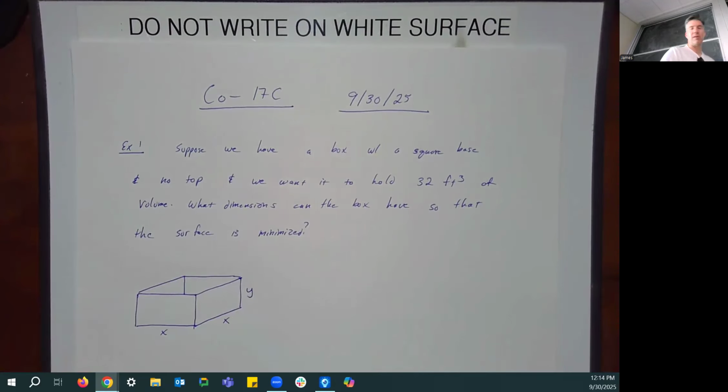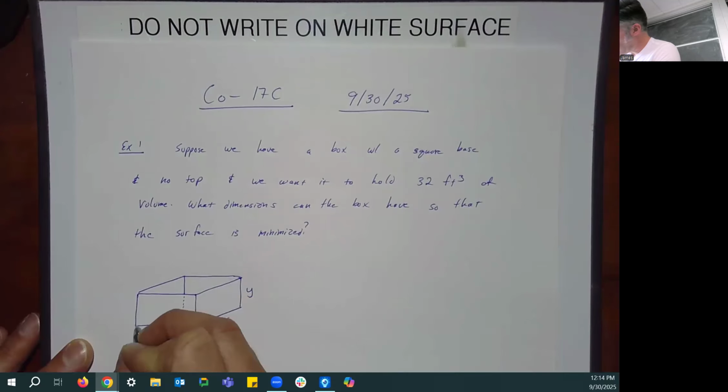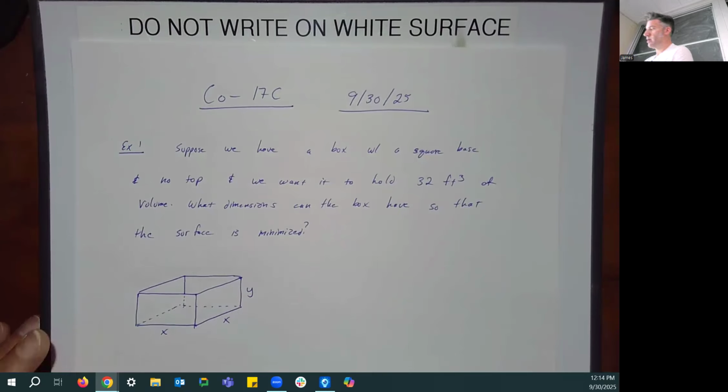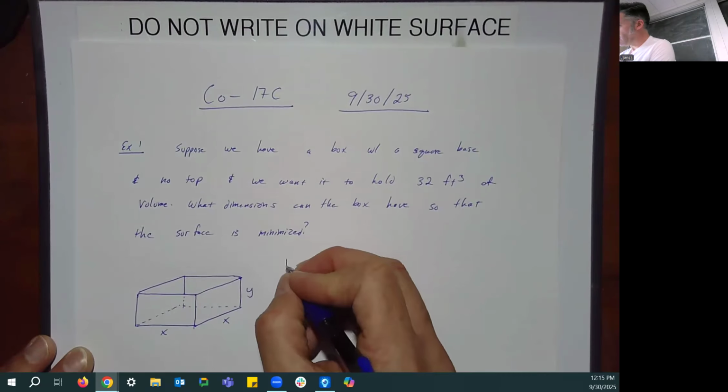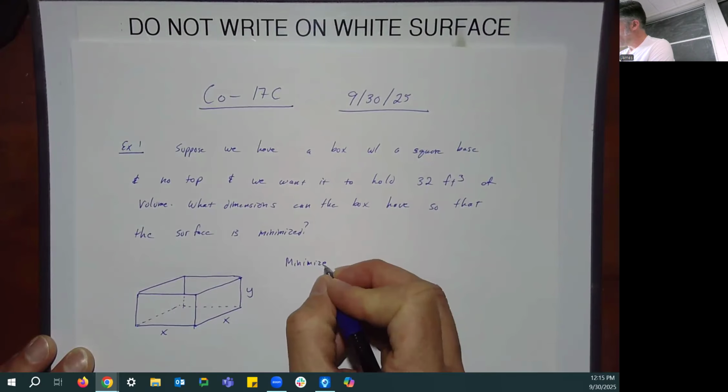After we've drawn a picture, and you can make this picture different, you could draw the parts we can't see if you like. Poorly. There's the behind-the-scenes part of the box there. We want to set up essentially two equations. We want an equation for the thing that we're trying to optimize. In this case, we're trying to minimize the surface area. We'll start there.